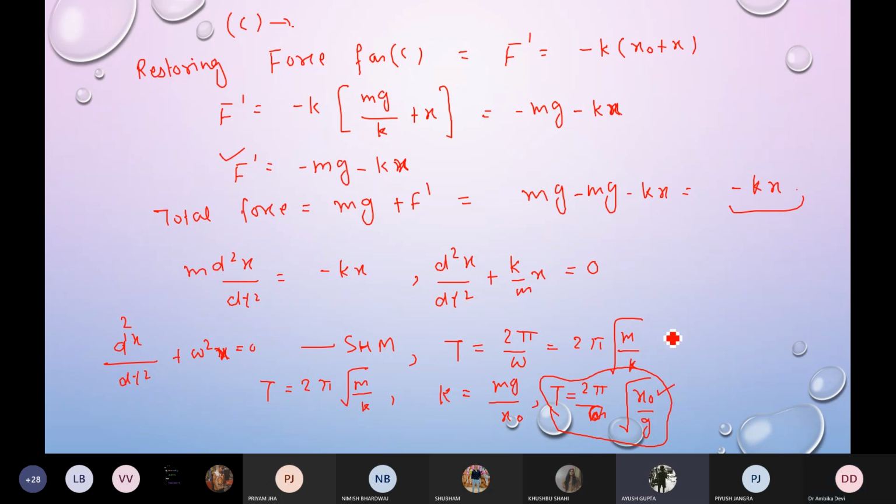K is equal to mg upon x naught plus x, because it also traveled the x distance in this third system. Just a minute, the force constant will remain the same for each system, so it will not be varying. For example, here F dash is equal to again minus kx. So this is the restoring force. Don't bother about that, because we are using only one spring over here, so the force constant for the spring will remain the same.